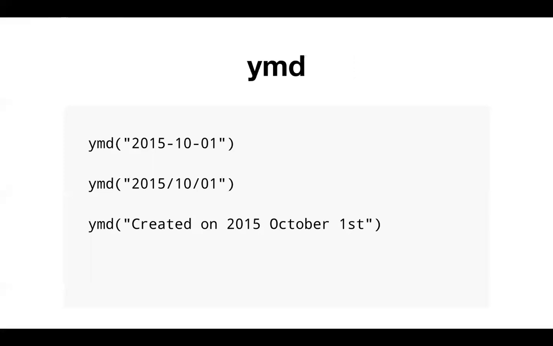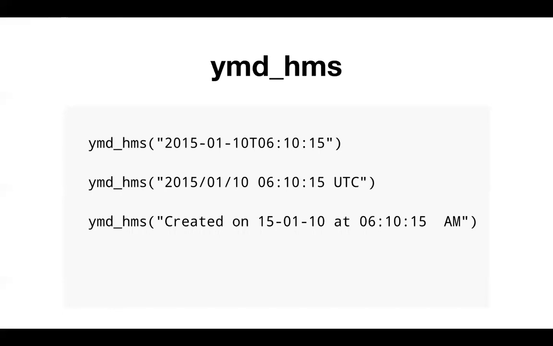If the data contains only the date components without time components, then you want to use just YMD. The cool thing about these functions is that it doesn't matter what the characters between are. For example, the first one might be 2015-10-01, the next one has a slash, and the third one even has alphabet characters in between, but it can still parse it as long as the order is specified. Then you can convert it correctly. And if the data contains the hour, minute, second piece, then you want to use the underscore HMS function.